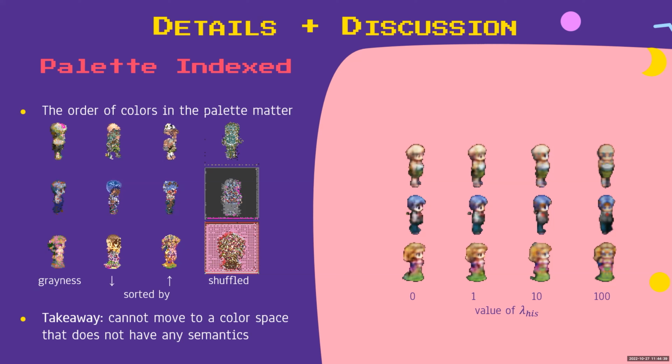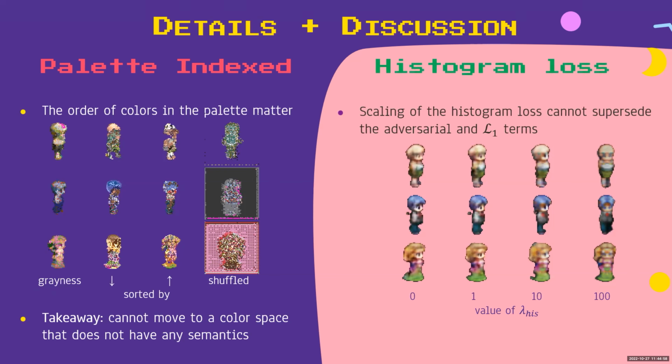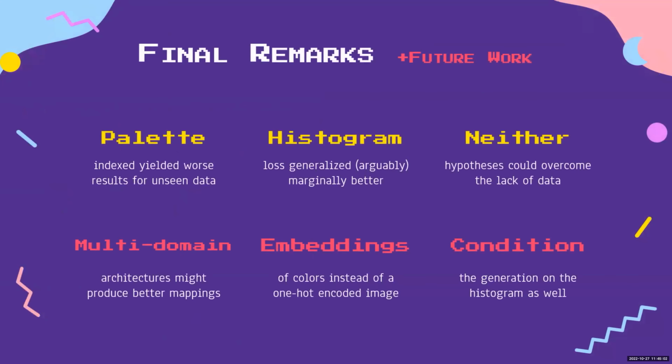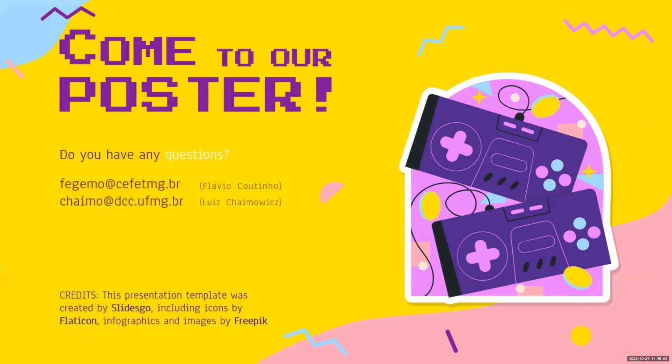So what's the takeaway here? We moved out of the RGB space and into a space where we don't have any semantics. What does the distance in this color palette space mean between these integers, right? It doesn't mean anything. So with the histogram loss, we had some interesting results, a little bit better. And this is the conclusion. Come see our poster, please. Thank you.